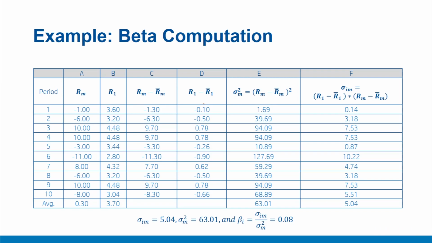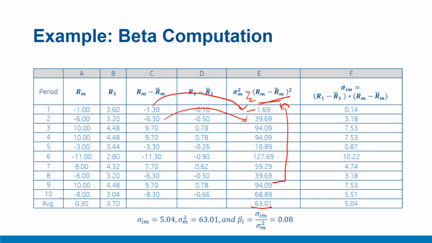Then we'll also compute the variance of market, which is the deviation squares. For example, the square of this term, deviation squares, and then the summation of all these deviations will be averaged out by dividing them by the total number of observations, which is 10 here. So we get this 63.01, which is the summation of this upon n.